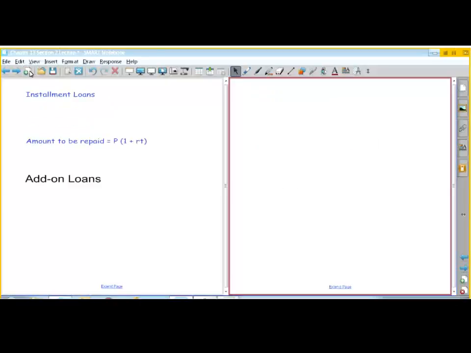So I'm just going to give you an example of how that would be done. Again, I tried to find somebody who actually did what's called an add-on loan, but I haven't found it yet. So let's say you borrow, we'll assume it's some shady furniture dealer or something, $2,000 to buy furniture.